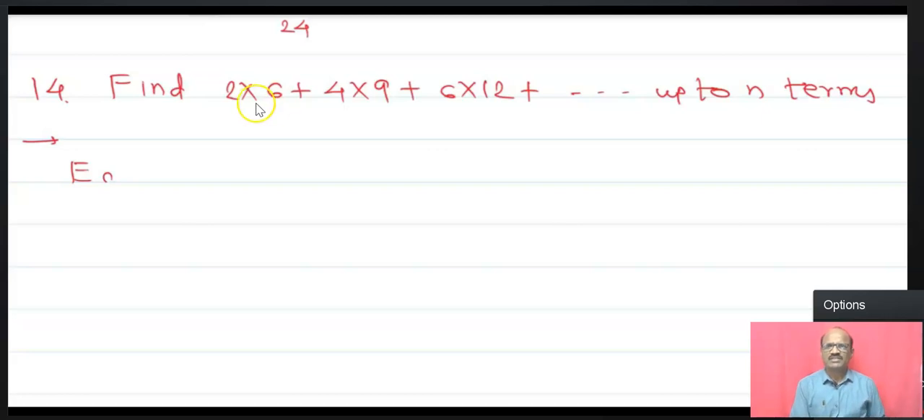Now, if you see this, the first term for the first sequence, 2, 4, 6: the first term a is equal to 2, common difference is 2, we can find out their r-th term. And for the second sequence, that is 6, 9, 12, a is equal to 6 and d is equal to 3. Again, we will find out their r-th term and the product of these two terms, that will be our Tr. Now, see this.